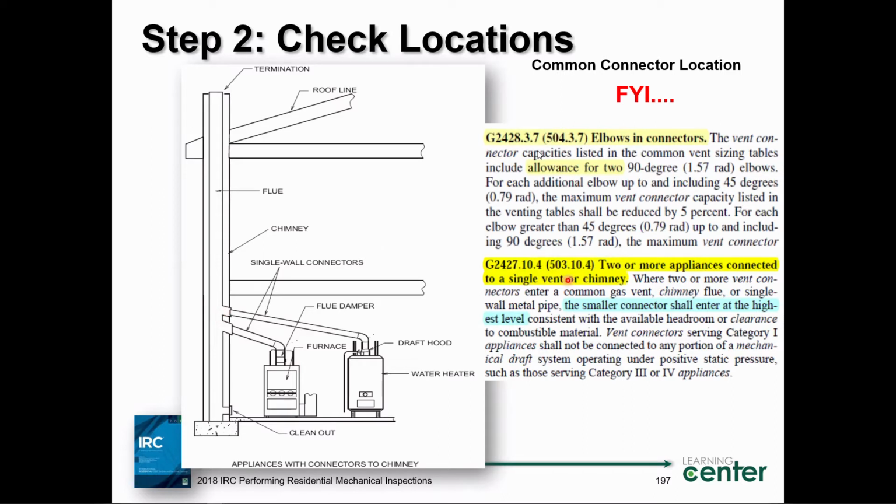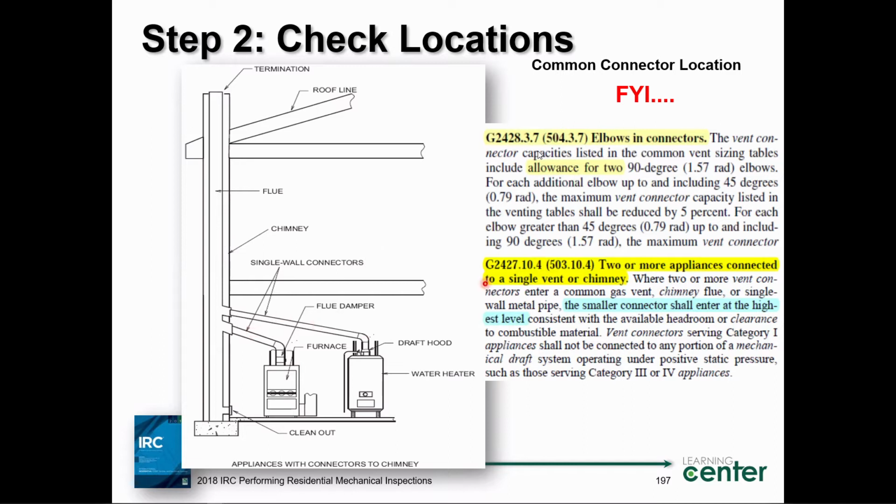So when we look at the venting tables, you need to follow this precisely. Elbows in connectors. This is a connector. Does the code allow elbows in connectors? The answer is yes. How many? Well, they give you an allowance for 2 90-degree elbows. Fantastic. I can kind of come up, maybe go over, and boom, I'm in. You want to get these appliances on the shortest distance possible to the vent. The vent or the chimney is the vertical thing. Remember, connector is the pseudo horizontal thing here.